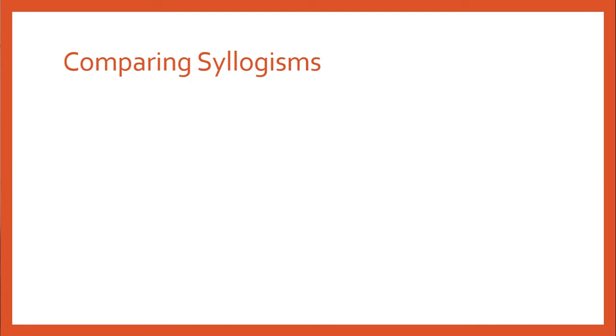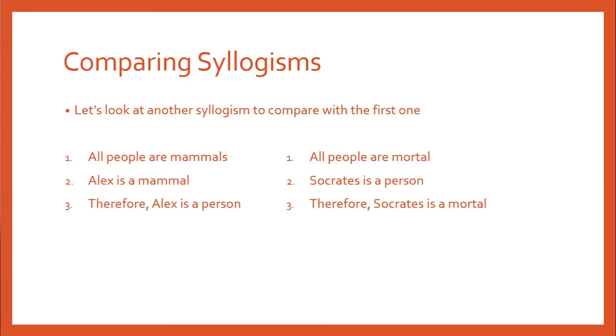So now we're going to look at another syllogism. So our next syllogism is all people are mammals, Alex is a mammal, therefore Alex is a person. So this looks very similar to our first example referring to Socrates. So we're going to start off in the same way. So look at the first two claims. Are all people mammals? Yes, they are.